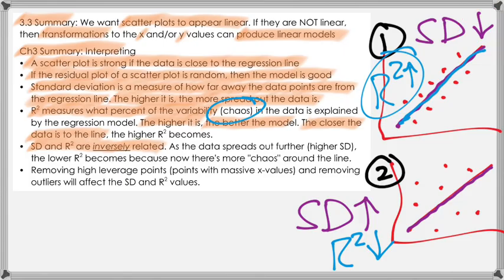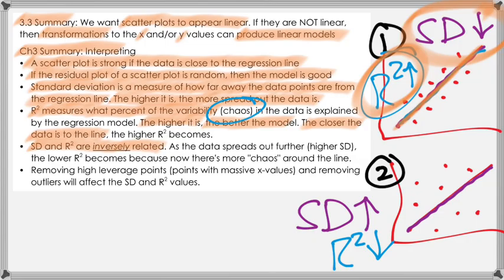Starting up here at the top with the purple standard deviation, graph number 1 would have a smaller standard deviation because all of the data points are very close to the line, and therefore the R squared value is going to be higher because the variability is really small. The chaos of the data set is very nicely represented with your regression line because all the points are really close. The standard deviation was low.